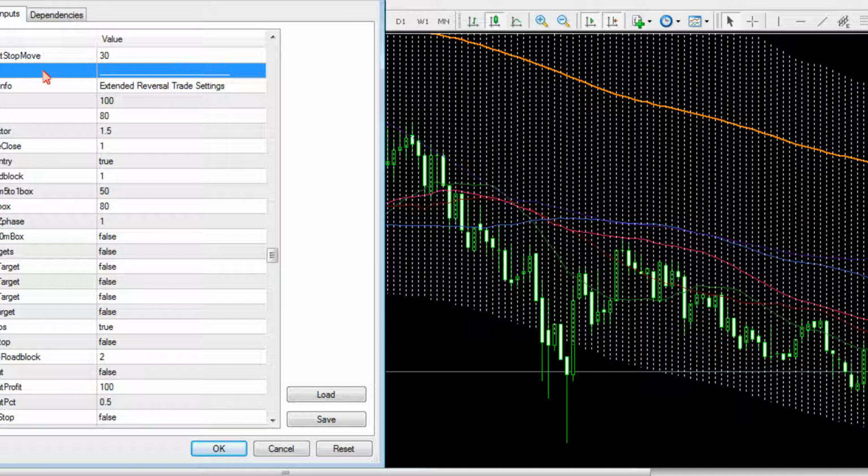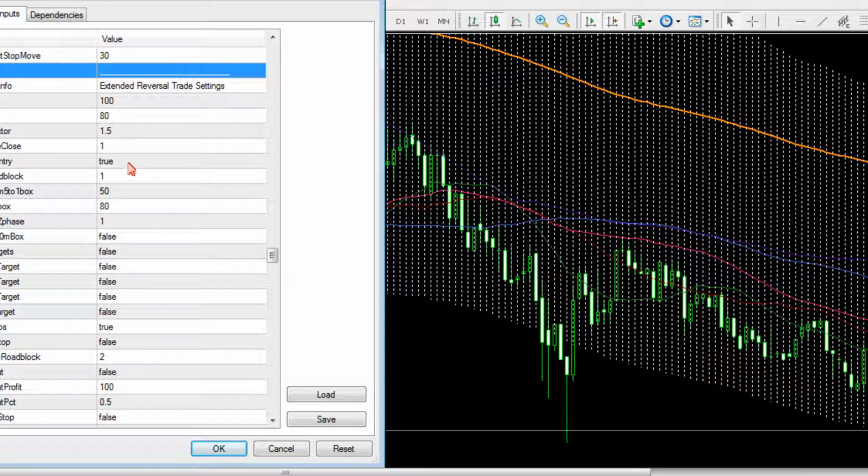So again, running through it, 10 pip stop, 8 pip target, risk factor 1.5. I increased that because the number of times these extended reversals win is in the high 80s, 90%. So you can afford to increase the lot size on these, not quite the kitchen sink. One-click entry, as always.